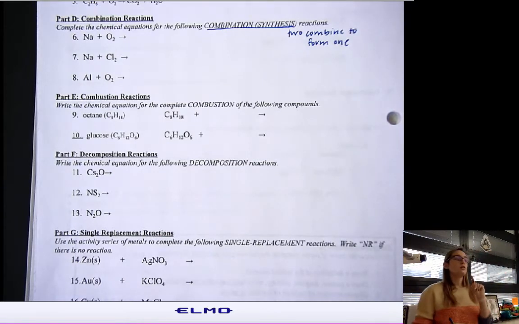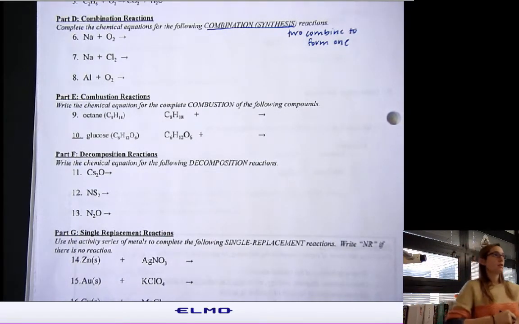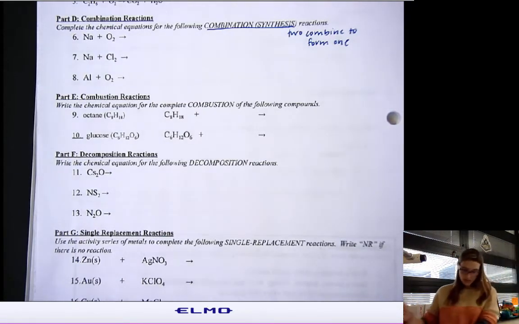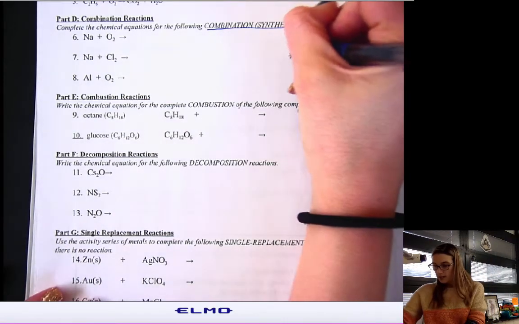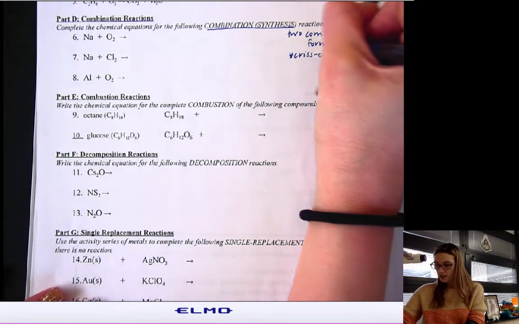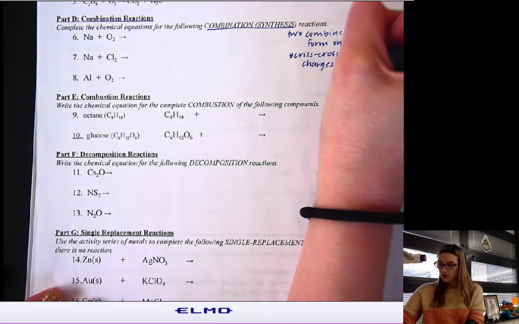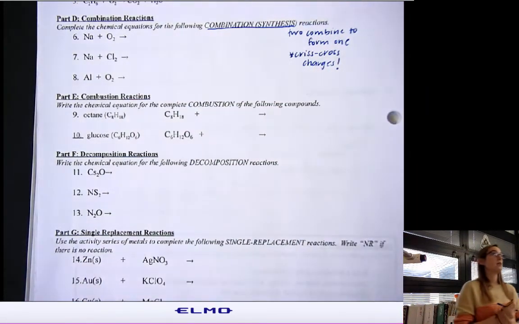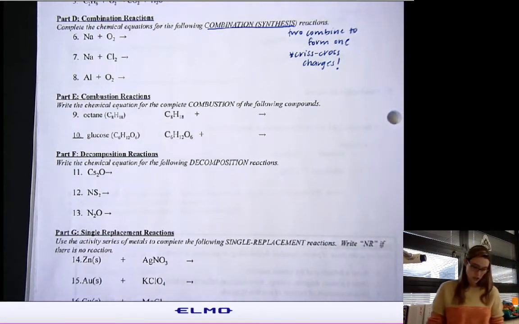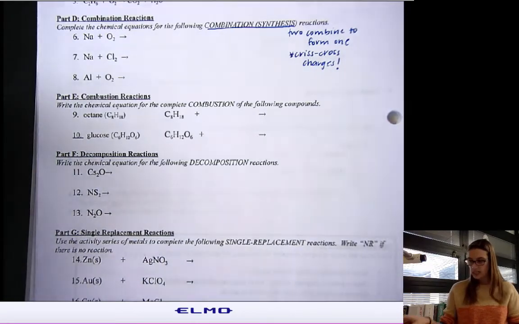Now, when you create something new, this is the biggest thing. When you create something new, make sure that you crisscross your charges. So crisscross your charges. This is why we want our periodic table. When you form something new, you have to crisscross your charges. So let's take a look at number 6.